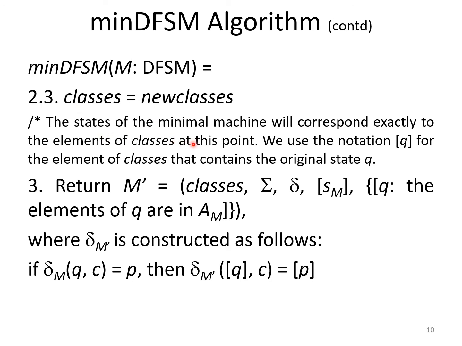The states of the minimal machine will correspond exactly to the elements of the classes at this point. We use the square bracket notation for the elements of classes that contain the original state Q. Return M' equals classes, sigma, delta M', the square bracket start state of M, and Q, the elements of Q are in AM, where delta M' is constructed as: if delta M of Q comma C equals P, then delta M' of [Q] comma C equals [P].